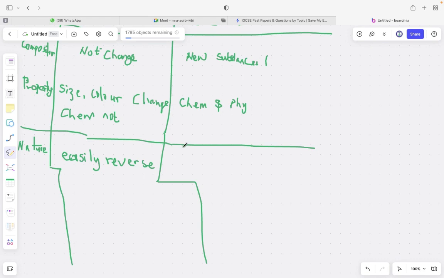Then for chemical change, it is not easily reversible. Some may be reversed by other chemical reactions, but not easily. So we say chemical change is not easily reversible.